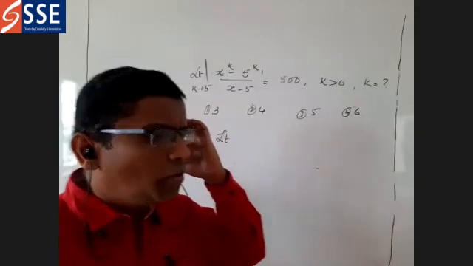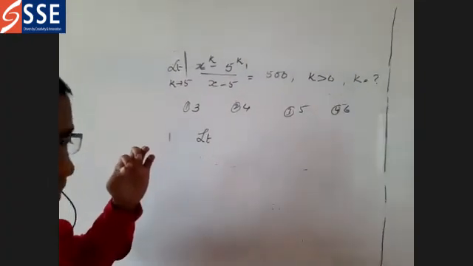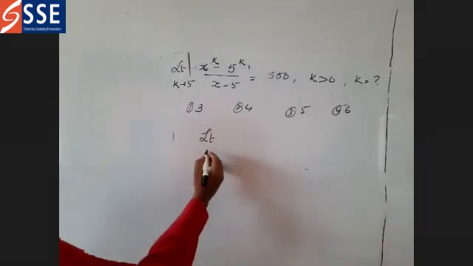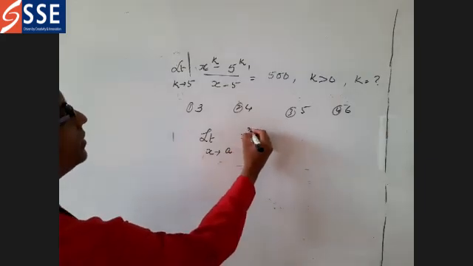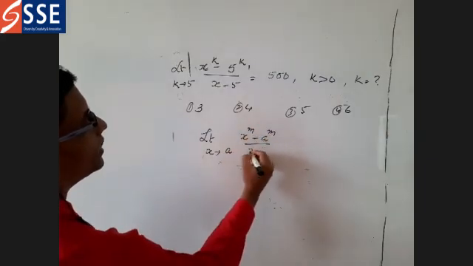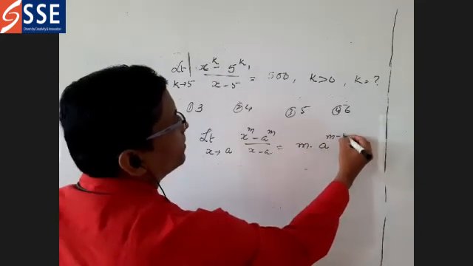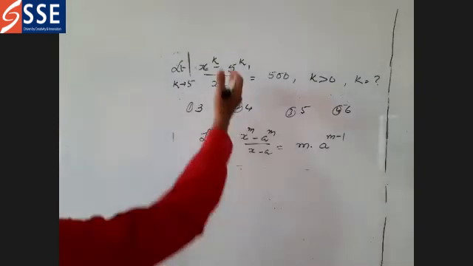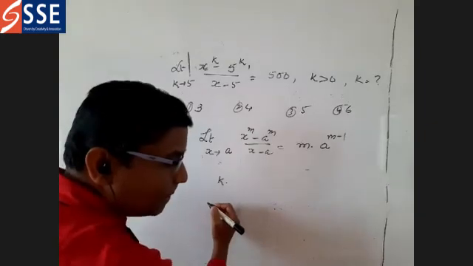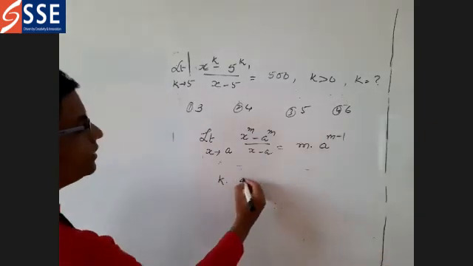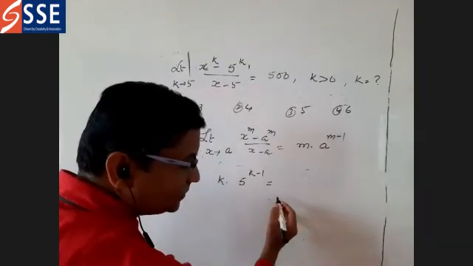Yes. How to do this? Remaining people, for the sake of other people, I am just saying this. Okay. We know that limit x tends to a of (x^m minus a^m) divided by (x minus a) is equal to, what is the formula for this? m into a power m minus 1. You know this. Substitute this. What does it become? k into 5 power k minus 1 is equal to 500.